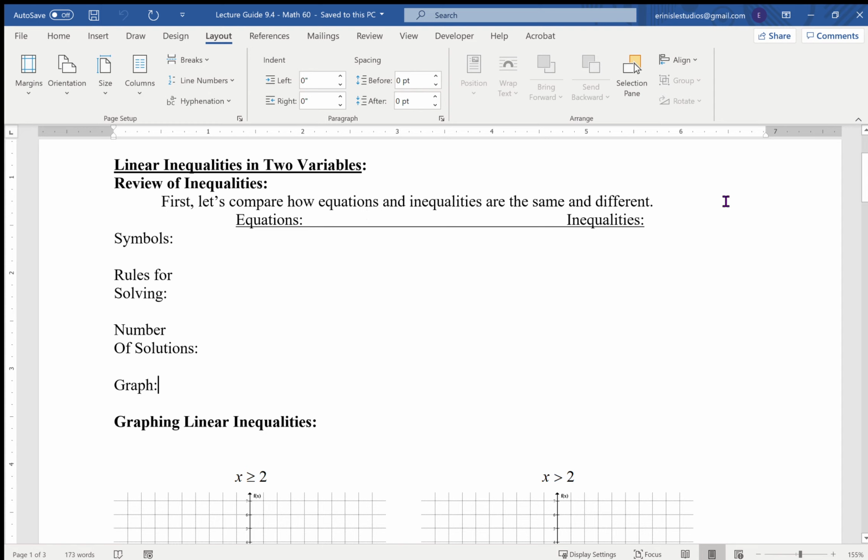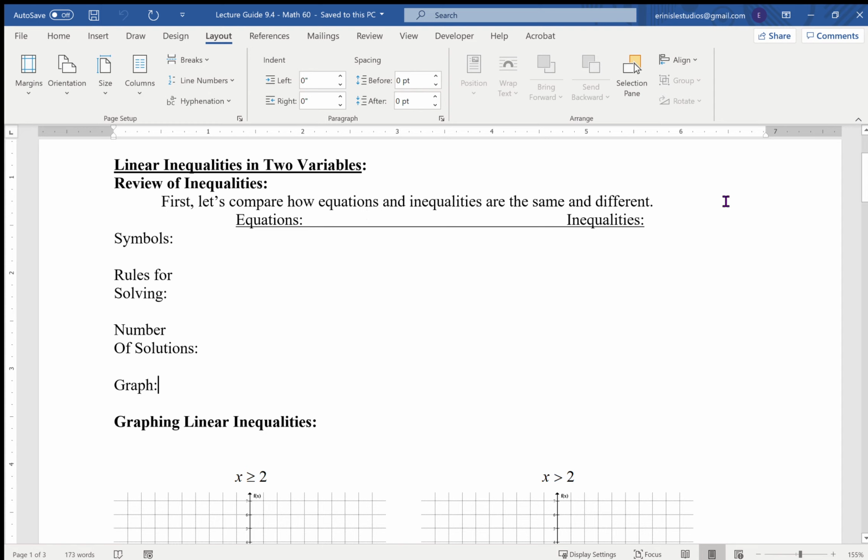Okay, inequalities, basically GMDOS, rules for solving, same thing. But there's one codicil, and remember, if you multiply or divide by a number less than 0, a negative number, flip the sign. Flip the operation, really.